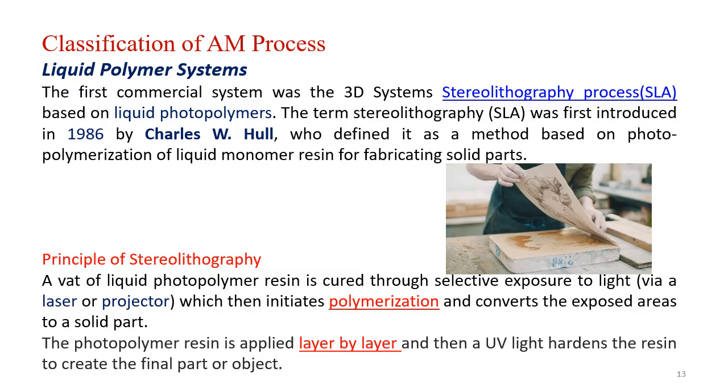Let's go into detail and understand the various classifications of additive manufacturing processes. Firstly, the liquid polymer system. Liquid polymers appear to be a popular material in additive manufacturing. The first commercial system was from 3D Systems, which was called the stereolithography process or stereolithography apparatus. It was based on liquid photopolymers.